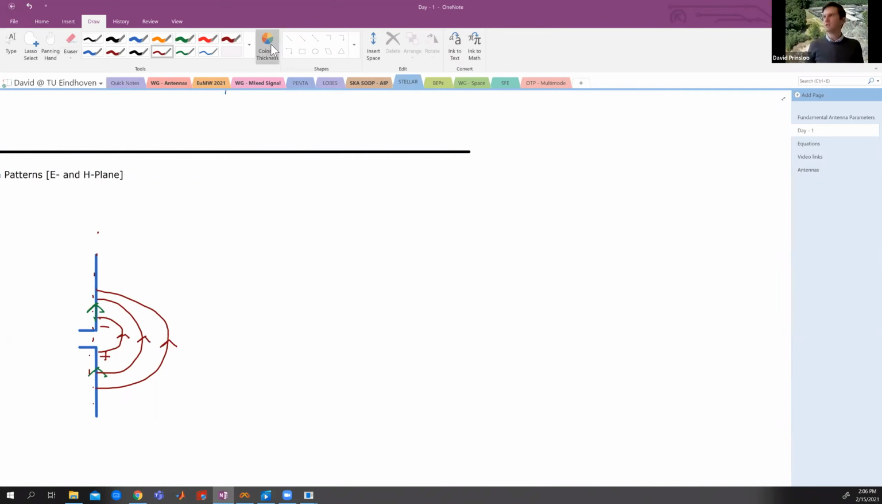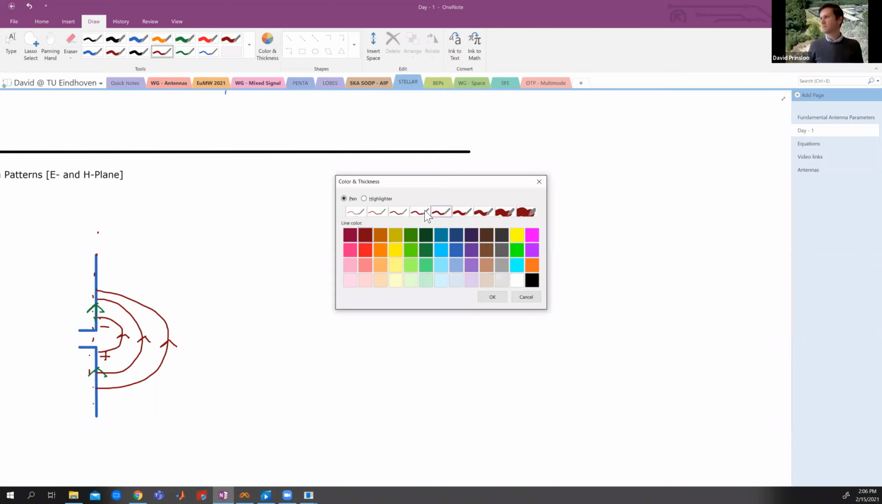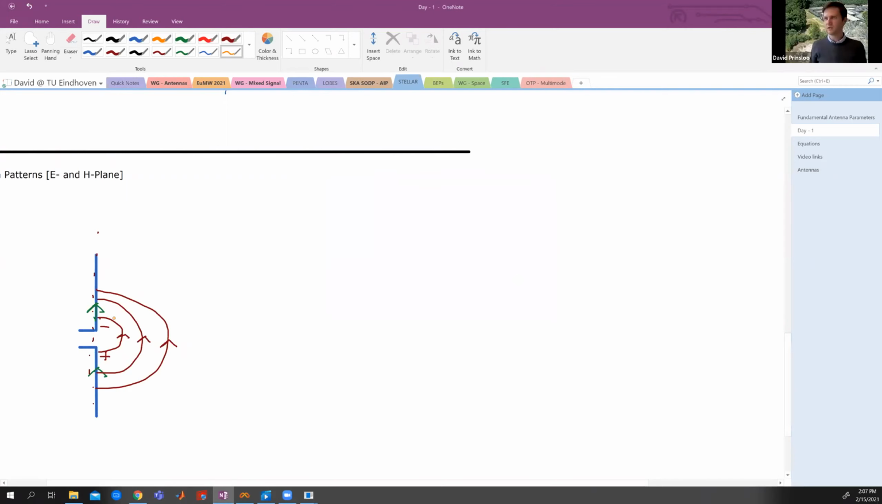Other than that, we also know that if we have a current in a conductor, if we follow our right-hand thumb rule, we have a magnetic field that is induced around the antenna.